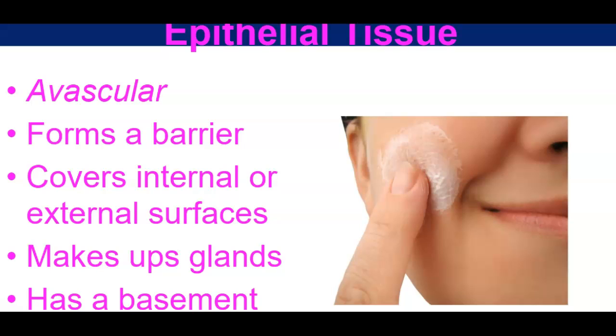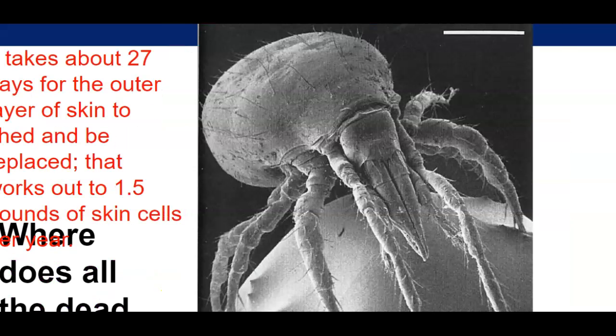And the other thing is it has what's called a basement membrane. And a basement membrane we'll talk about in a little while. And these cells are very, very close together. Because it's going to form a barrier, it doesn't want to leave a lot of space in between. Connective tissue does do that.